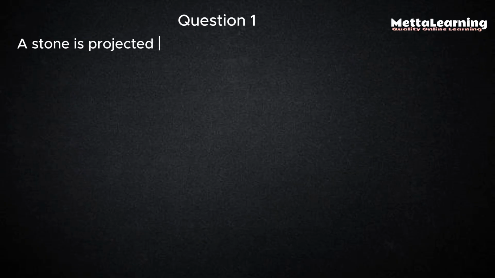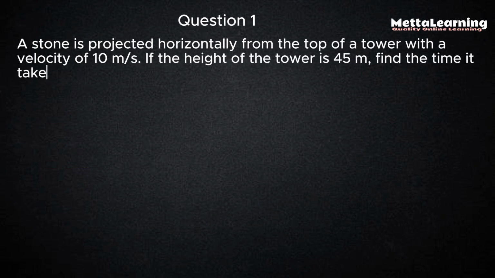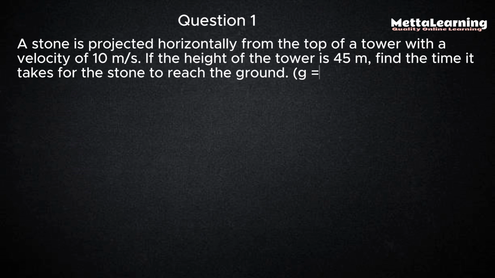We'll be solving our questions from the West African Examination Council, across years 2000 to 2010. The first question says: a stone is projected horizontally from the top of a tower with a velocity of 10 meters per second. If the height of the tower is 45 meters, find the time it takes for the stone to reach the ground, given the acceleration due to gravity to be 10 meters per second squared.